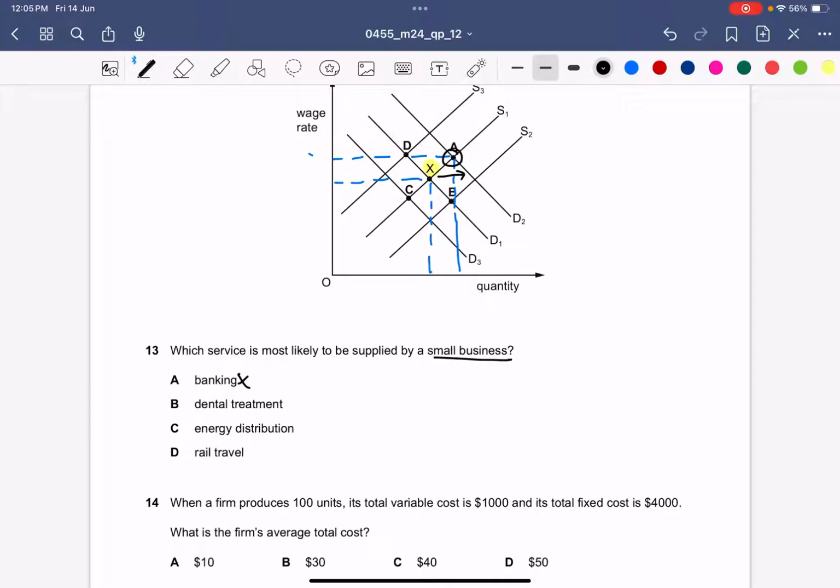Dental treatment, yeah, it may be. Energy distribution, no. These are more like public sector, so this cannot be. You need a lot of money to build railways and distribute energy and to start a bank. So yeah, dental treatment will be the correct answer.